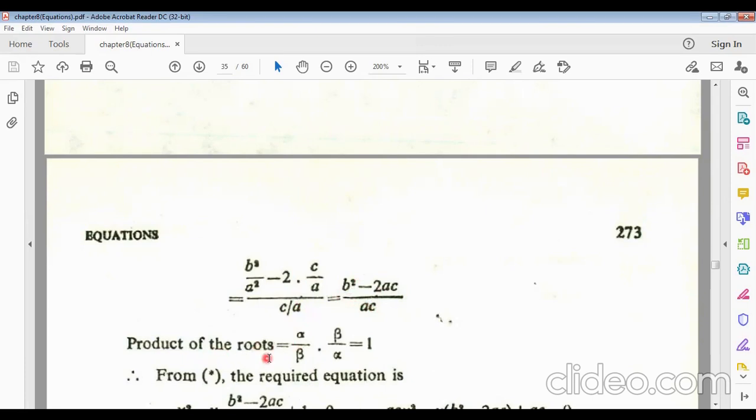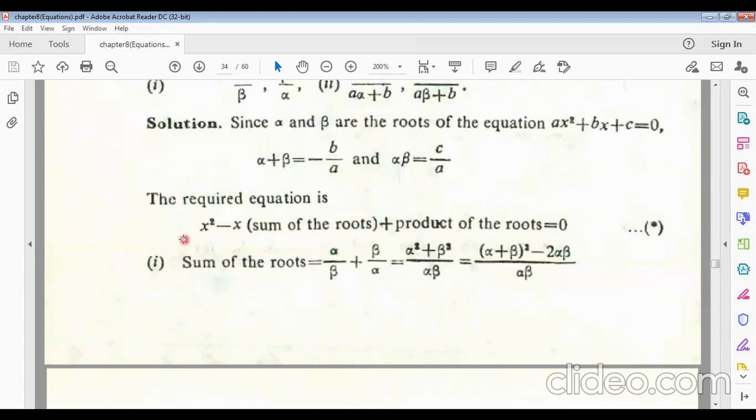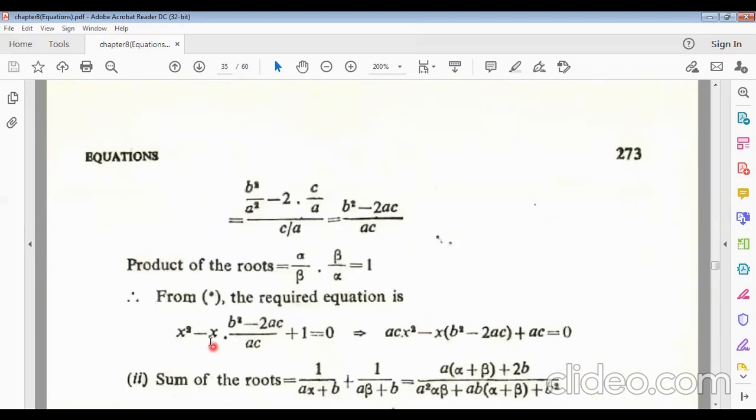Now the product of the roots is very easy: alpha by beta into beta by alpha. Just cutting, we get only one value. Now using this formula, we can find the required equation: x square minus x into the sum of the roots, this is the value of the sum of the roots, plus the product of the roots, 1, this is the value of the product of the roots. Now multiplying by ac on both sides, we get this is the required equation.